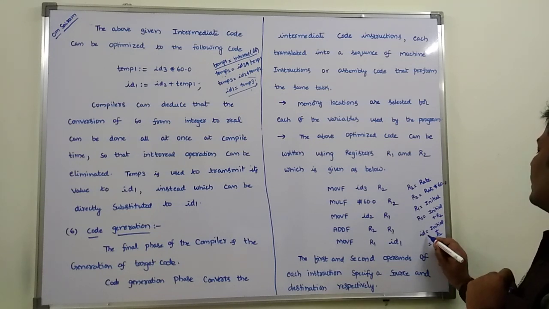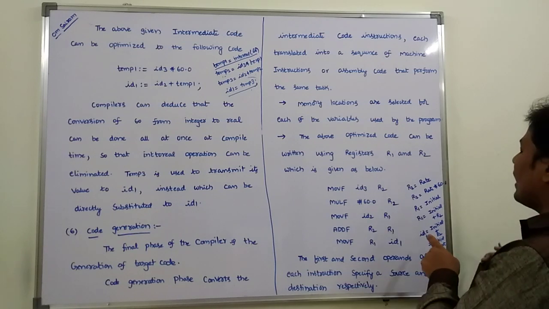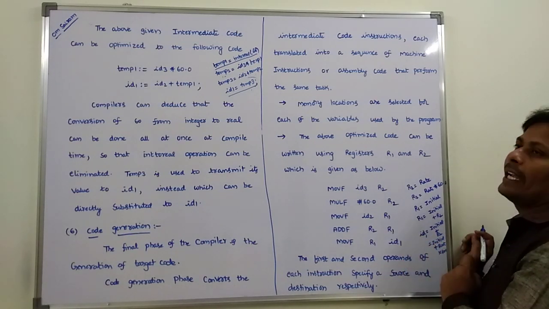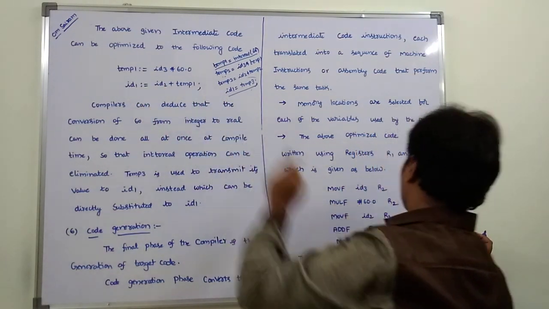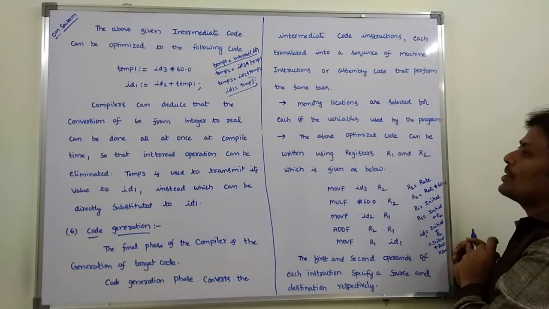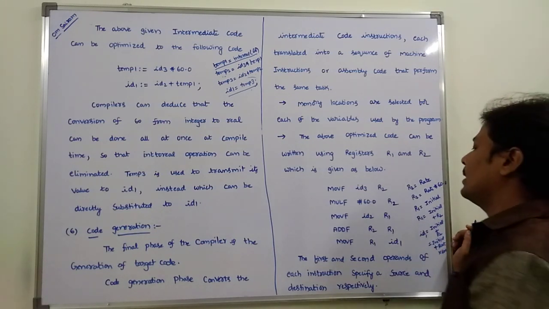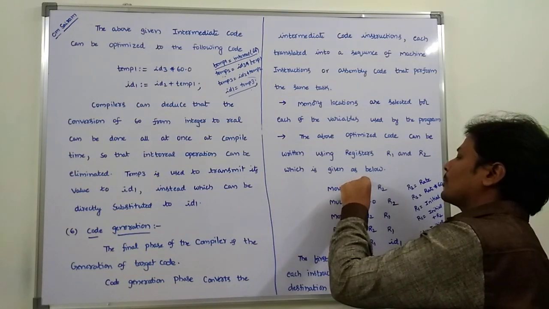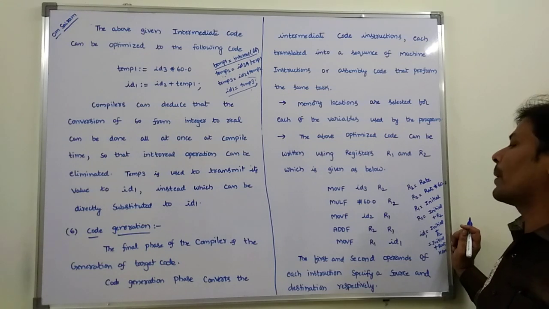So now id1 is equal to initial plus R2. That means initial plus id3, that is rate into 60.0. So the final result is there at id1. So this is id1 is equal to id2 plus temp1. id2 is initial, temp1 is nothing but rate into 60. Here the first one deals with the source operand, the second one deals with the destination operand.